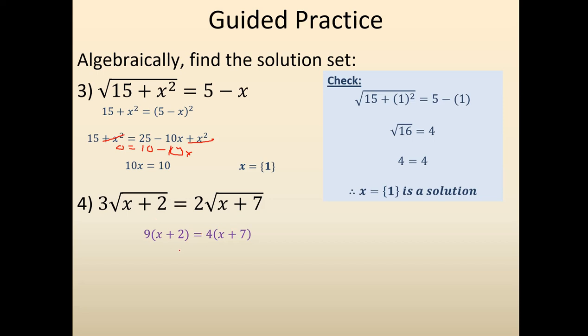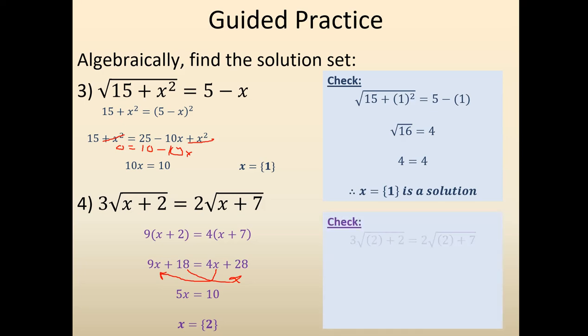Distribute the 9 and the 4 into both terms to get 9x plus 18 equals 4x plus 28. Move things around so we can subtract the 4x over and subtract the 18 over there to get 5x equals 10. So x equals 2 is my solution.